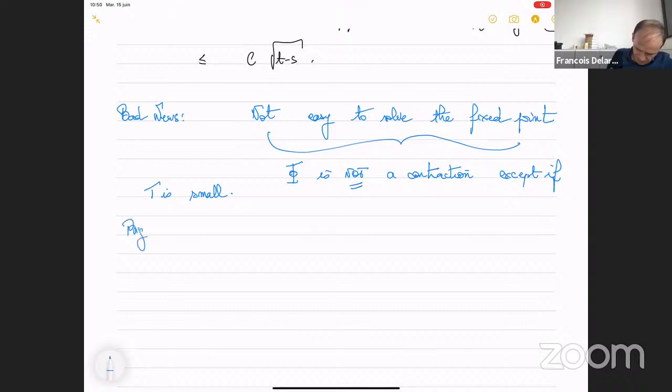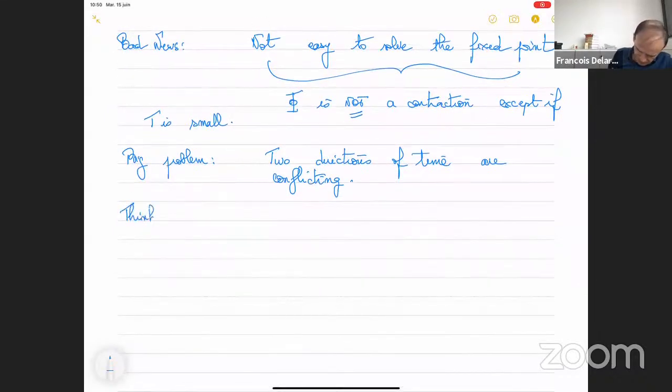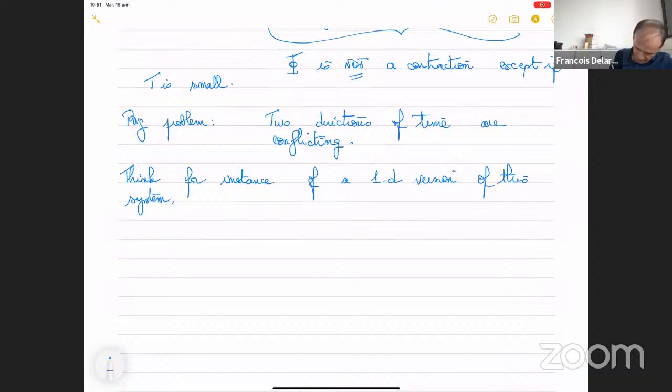So the big, big problem is that the two directions of time are conflicting. In fact, for the system you have, you can think of a one-dimensional version of this system. Think, for instance, of a 1D version of this system. What could this be? Well, I would have a forward ODE instead of a forward PDE, and a backward ODE instead of a backward PDE.